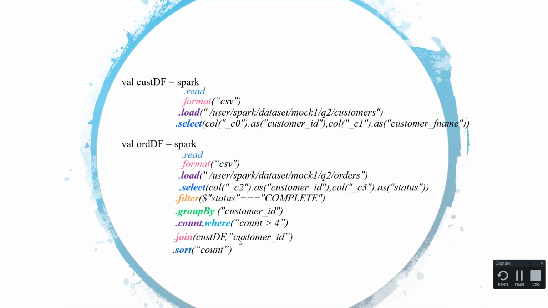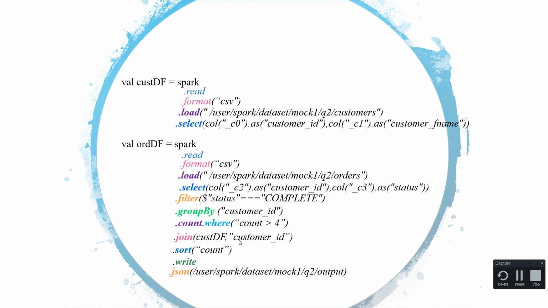So my question also says that I have to sort the result based on the number of orders placed by each customer, that is the count, and that has to be in the ascending order. So that is how we are doing it here. Then finally I'm writing my output back to the HDFS in the form of JSON. So I'm using .json and then providing the output directory. So this is my complete solution.